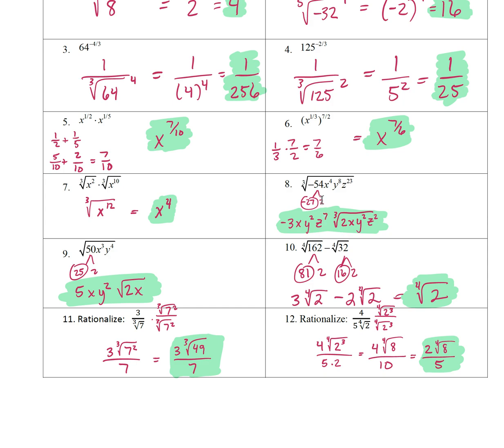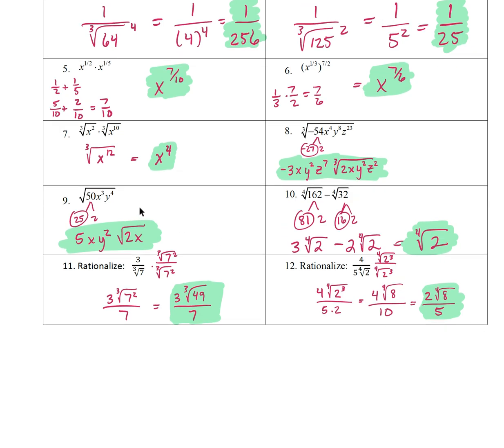Here we're simplifying. 54 is not a perfect cube, but it's made up of negative 27 times 2. So the cube root of 27 is negative 3. And then we can take out 3 of the x's, 6 of the y's, and 21 of the z's. So the cube root of x cubed is x. The cube root of y to the 6 is y squared. The cube root of 21 z's is 7 z's. And then we had to leave behind all the things that didn't work out perfect.